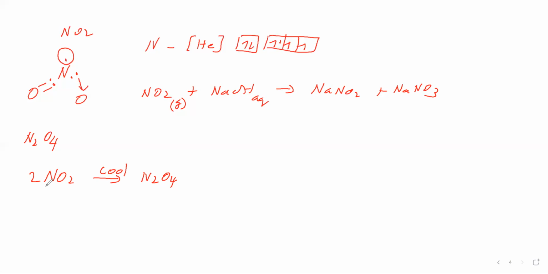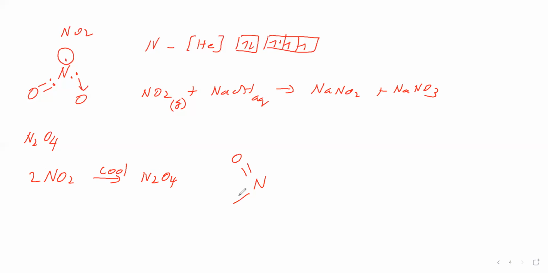At high temperature, NO2 will be favored. At low temperature, N2O4 will be favored. At room temperature, both will be in equilibrium. Both NO2 and N2O4 in equilibrium, we can say. What is the structure of N2O4? That we will see. Now we will take NO2.